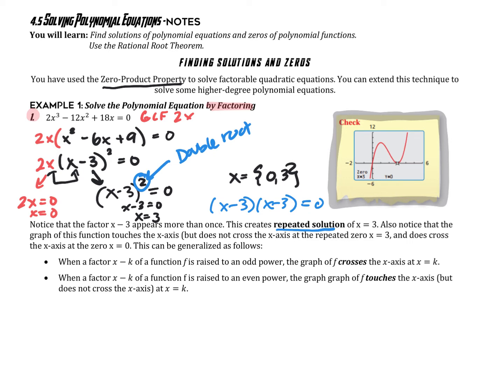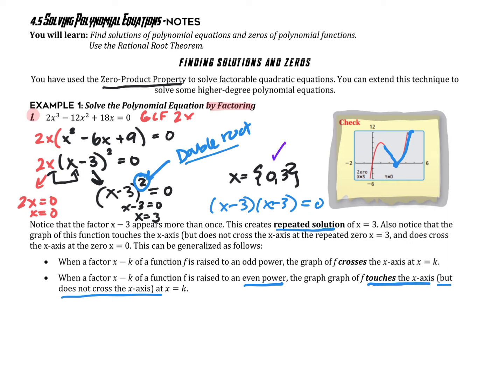So there's two 3's in this solution set. It seems silly to write it twice, but what's interesting is that it tells us a little bit about the graph. If we have a double root or any sort of even root, that means that the graph touches the x-axis at that point, but it doesn't cross through. So you'll see here, it comes down, it touches the x-axis at x equals 3, and it goes back up. It turns around at that point, like a little vertex. It does not pass through the axis.